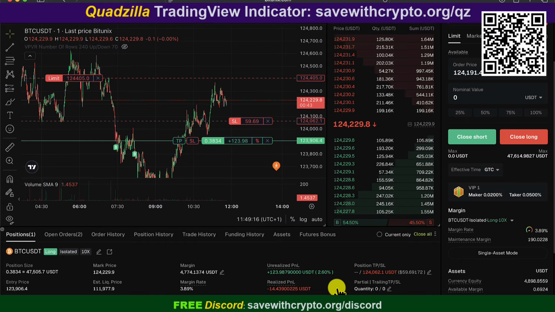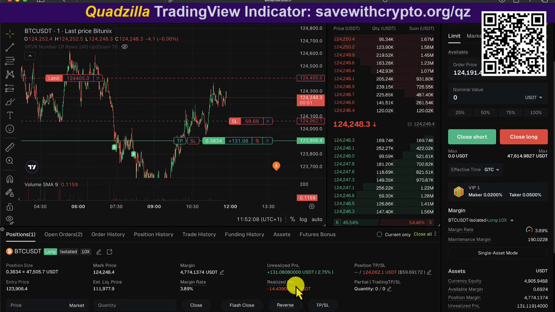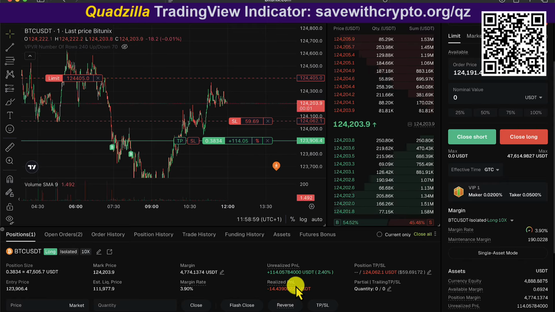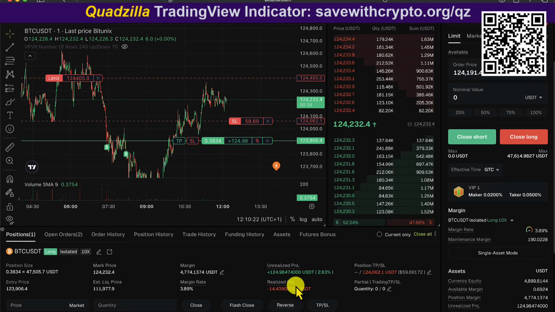So currently $127 in profit with a realised profit and loss of $14.4. Okay, well, I've sped this up 100 times and you can see the price didn't do very much. So it's probably not going to do much until New York Open actually.